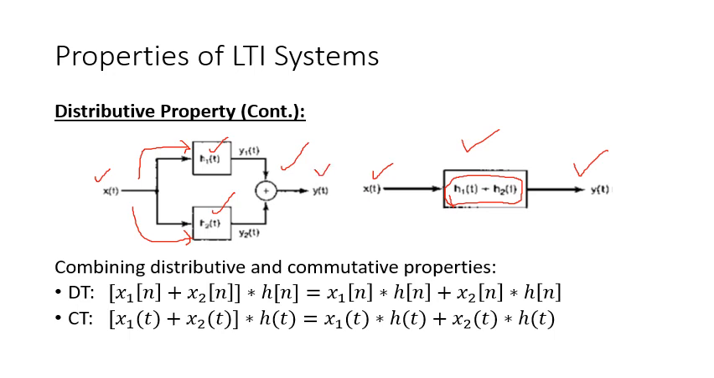So what it means is basically, if you have two LTI systems having impulse response H1 of t and H2 of t, based on distributive property, they are actually connected in parallel. So if two LTI systems are connected in parallel, it's equivalent to having the distributive property, right? And their equivalent system is obtained by summing the impulse responses of the individual two systems. So similar argument applies for the discrete time case.